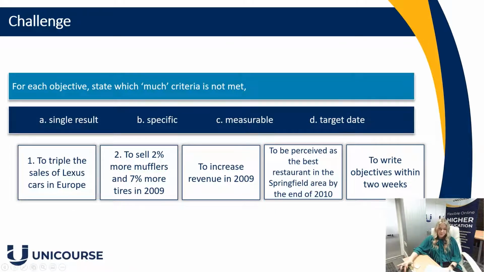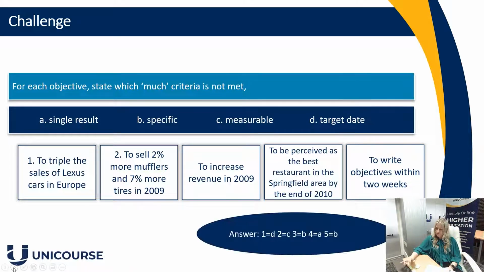So hopefully you will have realised that the first one has no target date. To triple sales of Lexus cars in Europe, if they said by the end of the year, then that would be a smart target.